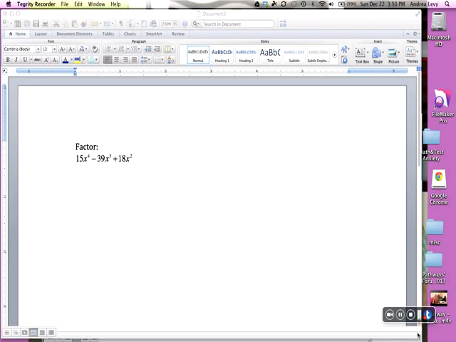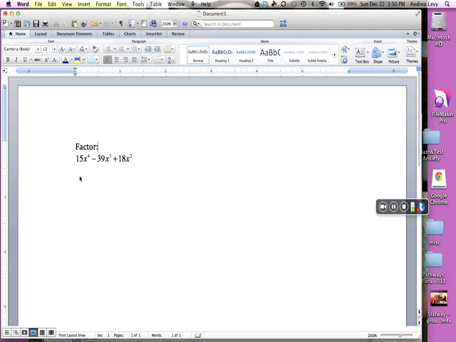We want to factor. And the first thing we need to think about is what is the greatest common factor? So what I'm going to look at first are the numbers. And looking at the numbers, I've got 15, 39, and 18. And I can see that 3 would divide into each of these evenly. So I'm going to place a 3 down as one of the greatest common factors.